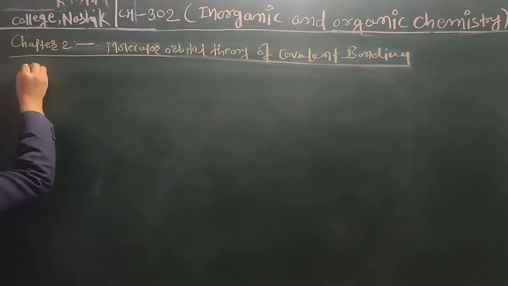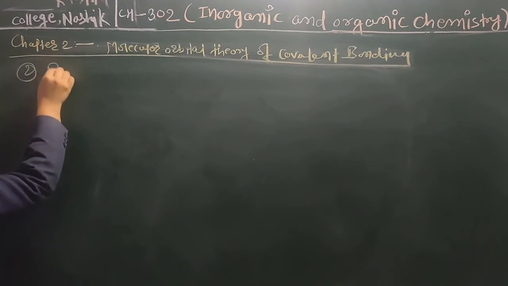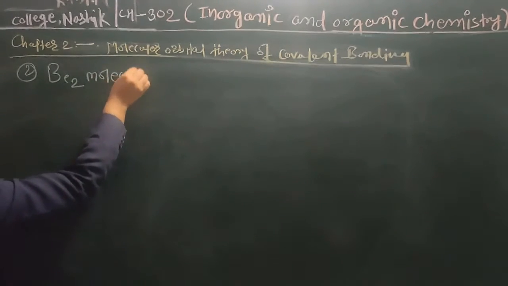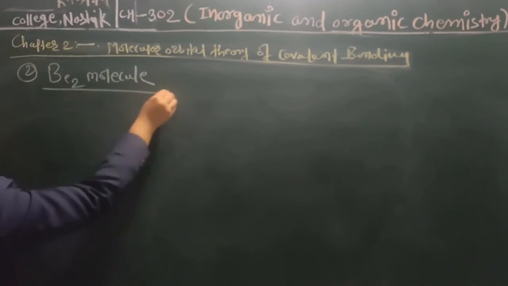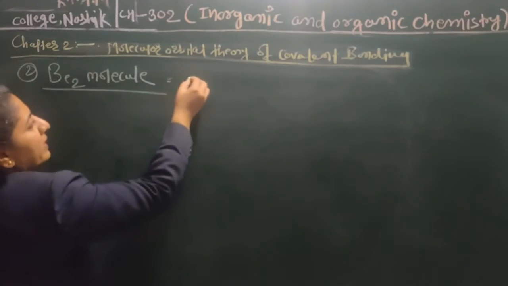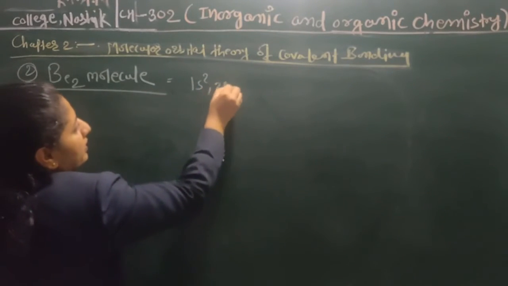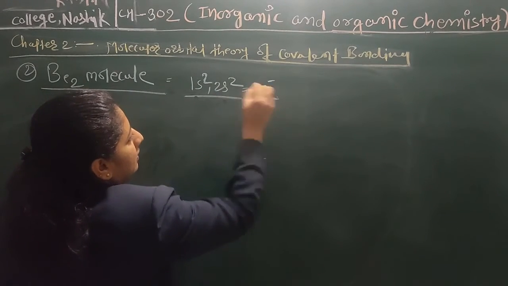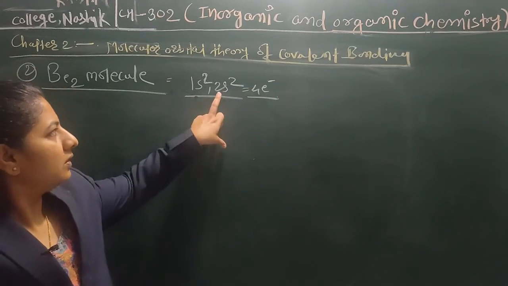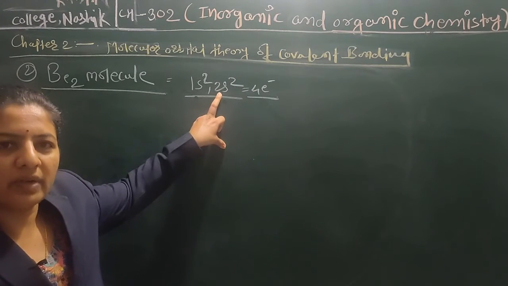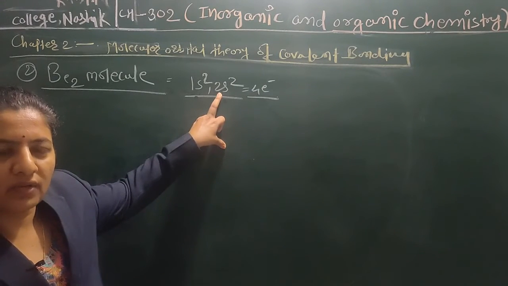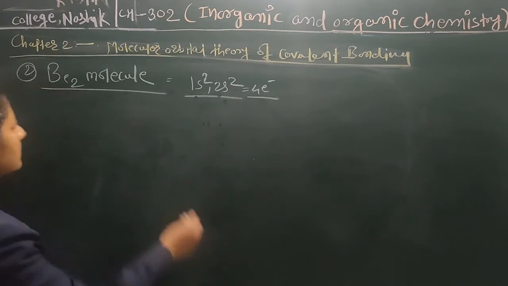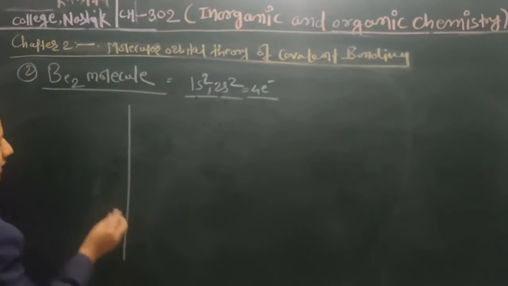Now the electronic configuration of one beryllium is 1s2, 2s2. Here that is a total of 4 electrons. The 2s orbital of one beryllium combines with the 2s orbital of another beryllium atom to produce the molecular orbital. Now let's discuss this way.